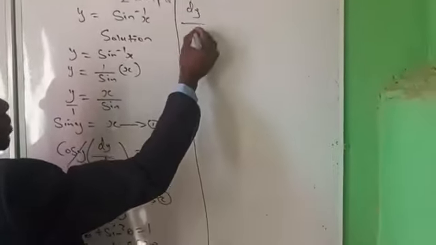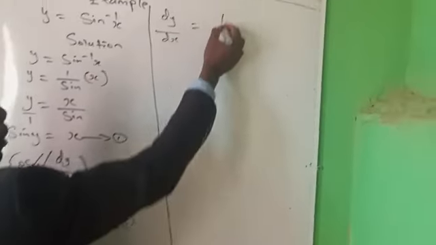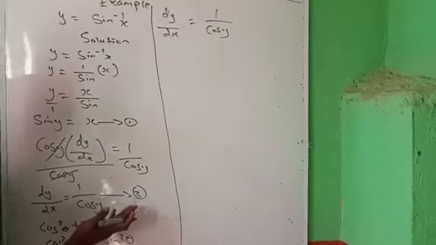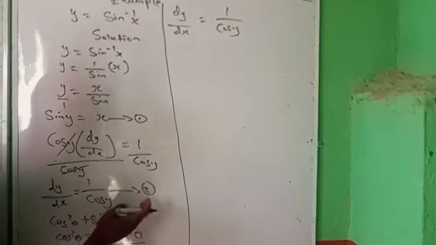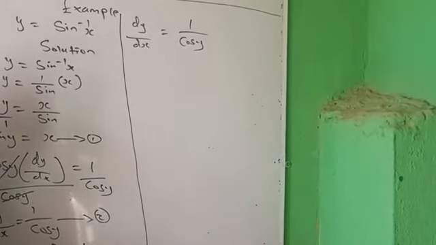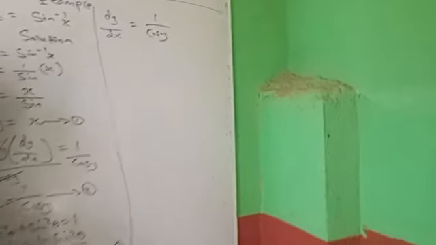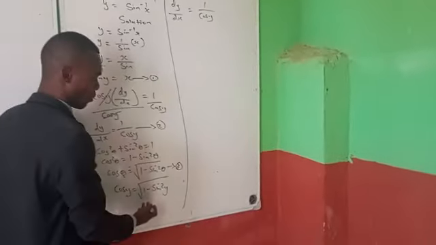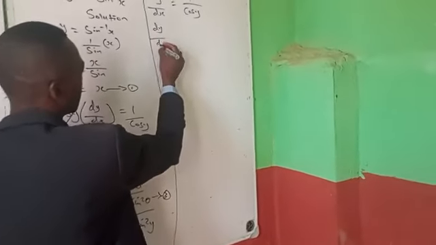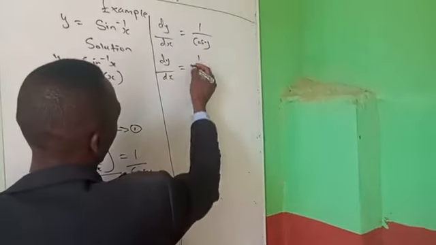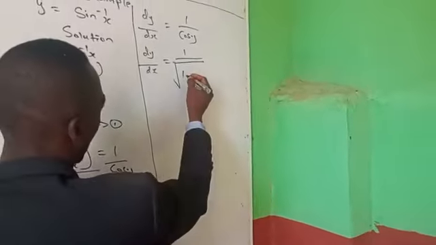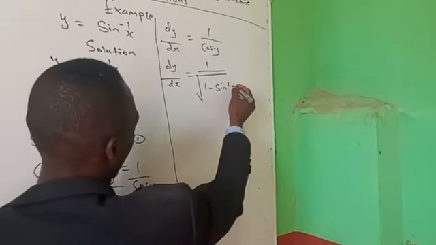Now, therefore, we are going to have dy with respect to ds equal to 1 over cos y. That means from our equation 2, we have this. Now, where you see cos y, you place square root of 1 minus sine square y. Therefore, dy with respect to s is going to be 1 over square root of 1 minus sine square y.